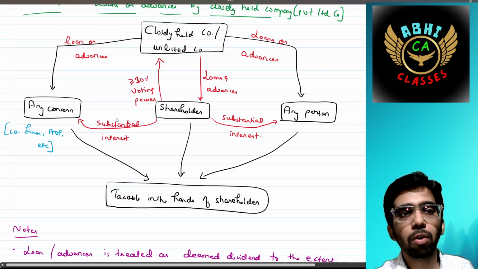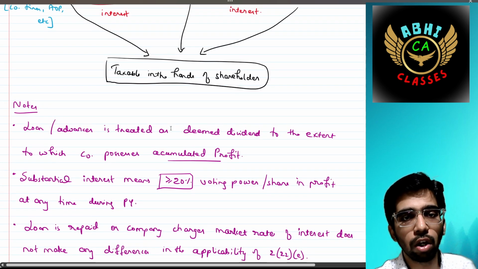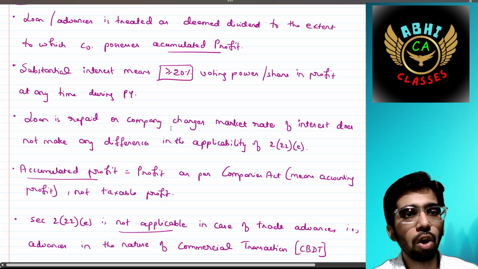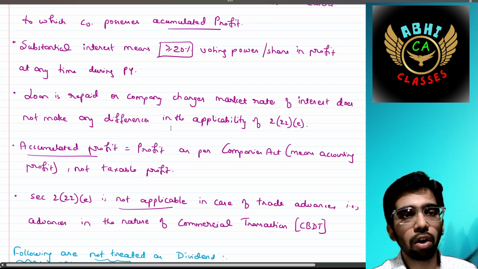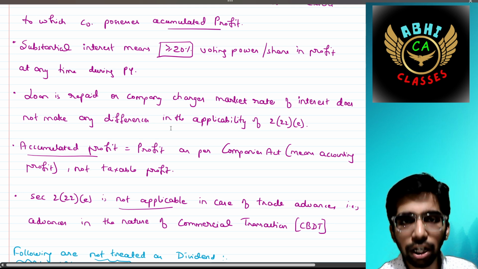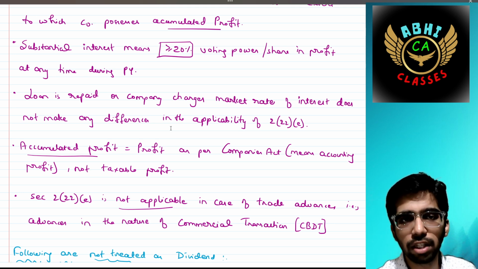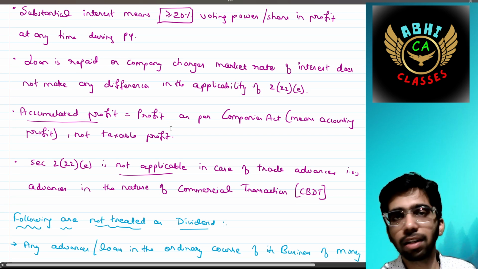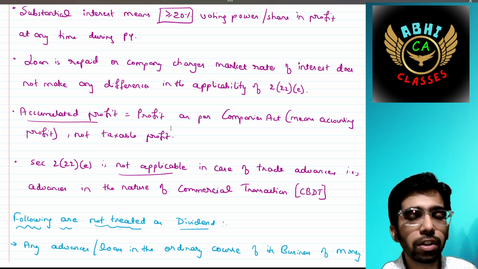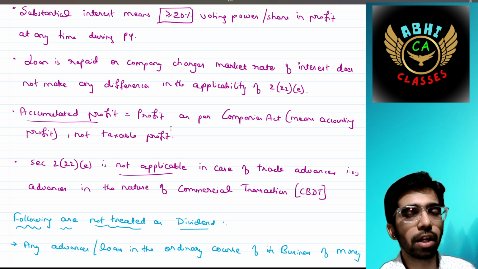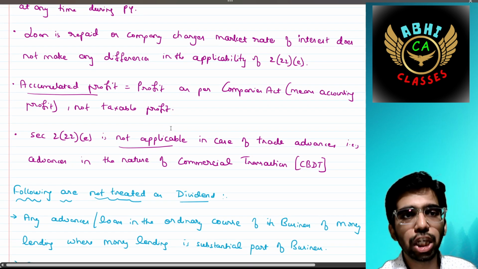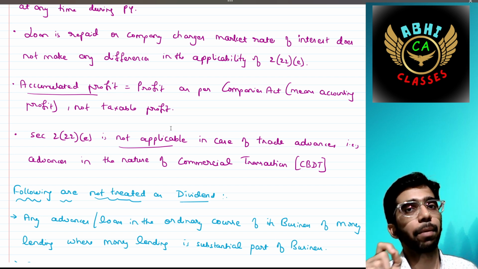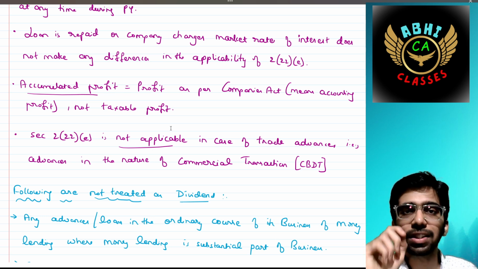If the shareholder has more than 20% of the shares and voting power, then he is said to have a substantial interest. Whether the loan is repaid or the company charges a market rate of interest does not make any difference in the applicability of section 2(22)(e). If the loan is being repaid, it makes no difference. The year in which the loan has been sanctioned, it is taxed in the hands of the shareholders. Accumulated profit means profit as per the Companies Act, not taxable profit. It means accounting profit.